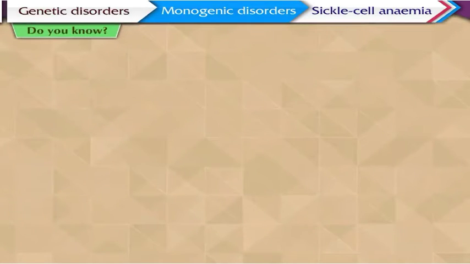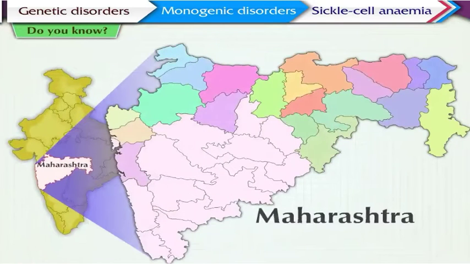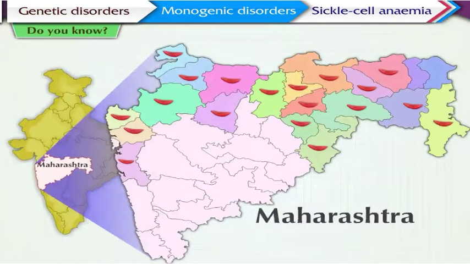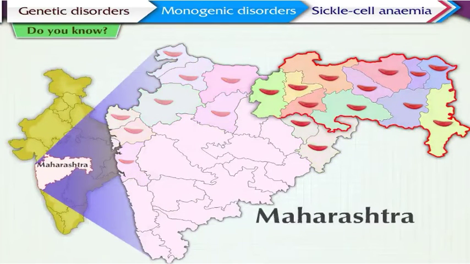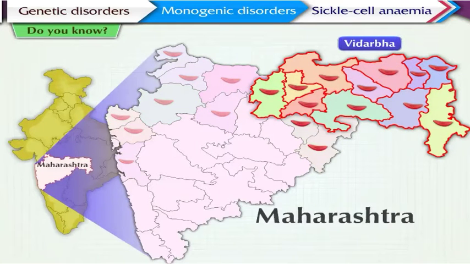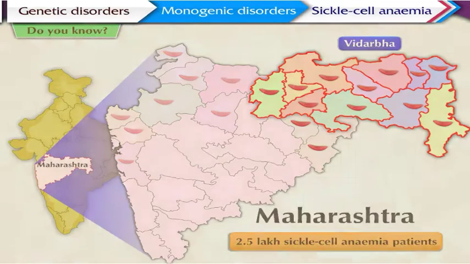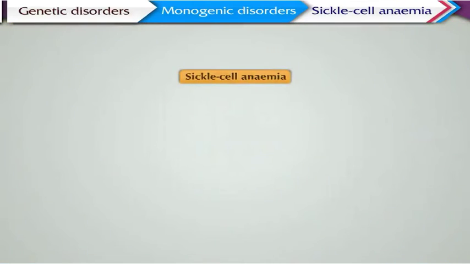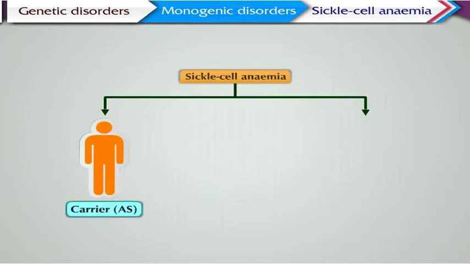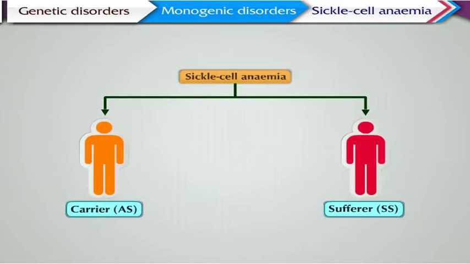Do you know, in Maharashtra, 21 districts are affected by sickle cell anemia, which include 11 districts from Vidarbha. In the state, there are more than 2.5 lakh people who are suffering from sickle cell anemia. Sickle cell anemics can be of two types: sickle cell anemia carriers, that is AS, and people suffering from sickle cell anemia, that is SS, the sufferer.